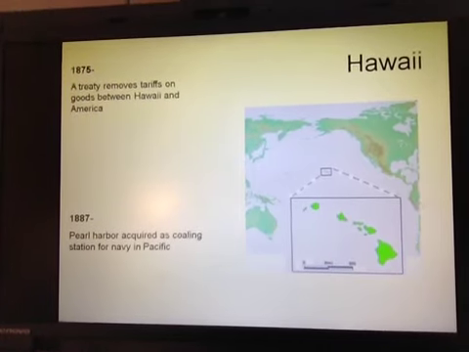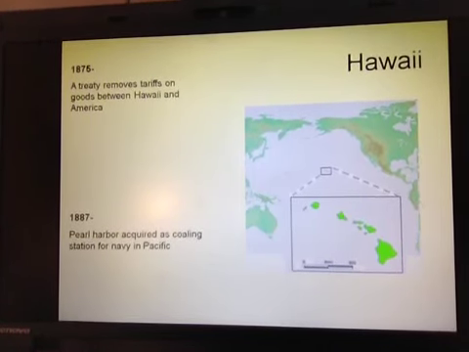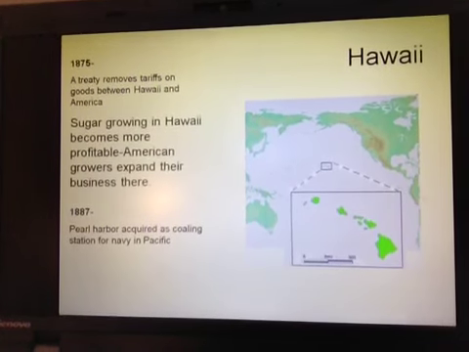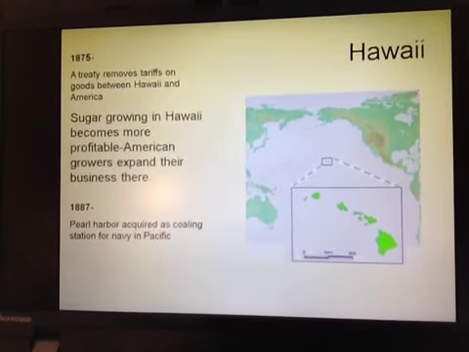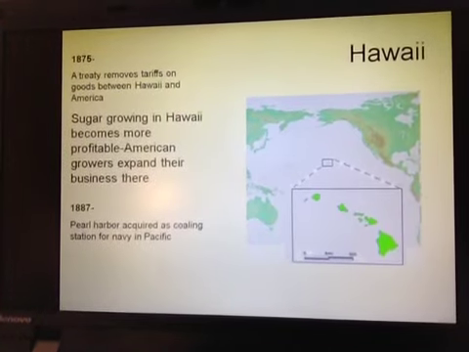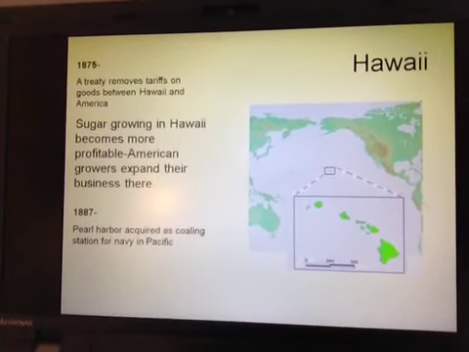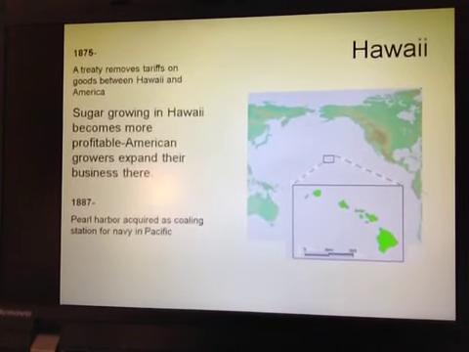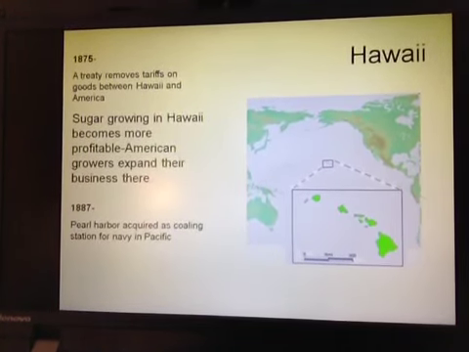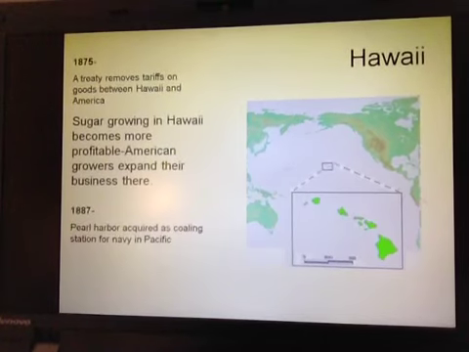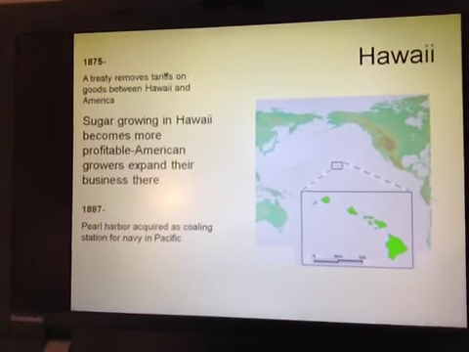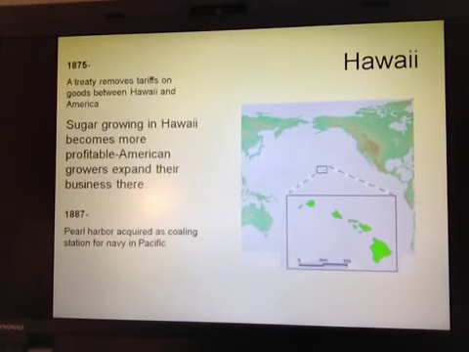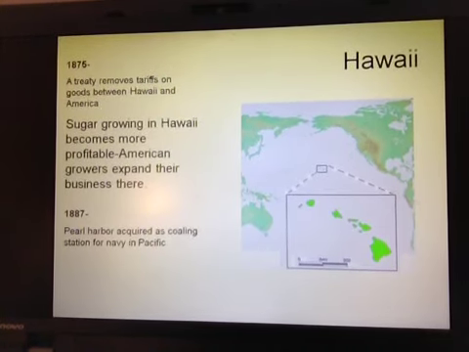So what happens in 1875 is this treaty lets Hawaiian sugar be sold in America without any extra taxes or tariffs on it. So sugar growing in Hawaii becomes much more profitable. American growers expand their holdings there and become very enthusiastic about growing sugar in Hawaii because basically they're making a killing selling it in America. And this is where America really gets its taste for sugar, the kind of sugar that we have come to love in America. Our sugar addiction really starts during this time period as sugar becomes very inexpensive and available.